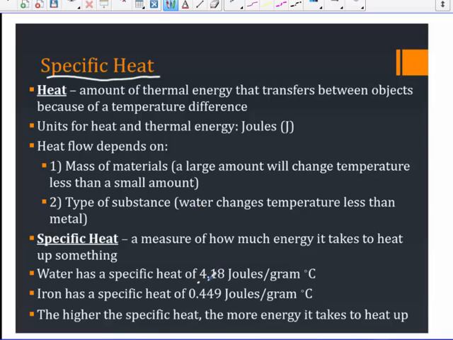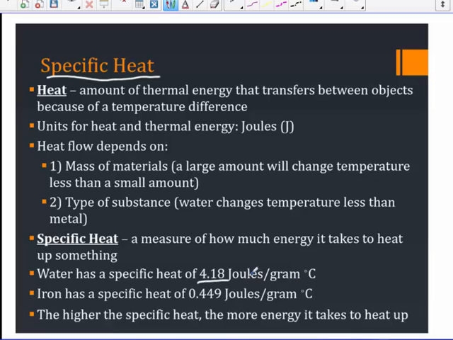So water, with a specific heat of 4.18 joules per gram degree Celsius, that literally means I have to add 4.18 joules of energy to heat 1 gram of water by 1 degree Celsius. Iron, which has a much lower specific heat, I only need 0.449 joules of energy to heat 1 gram of iron by 1 degree Celsius. So it takes 10 times as much energy to heat up 1 gram of water as it does to heat up 1 gram of iron. And the opposite is also true. If we were to cool down 1 gram of water, it would release 10 times as much energy as cooling down 1 gram of iron by 1 degree Celsius.